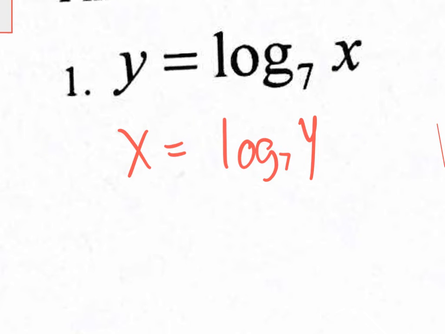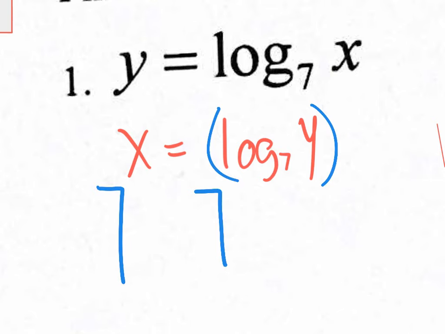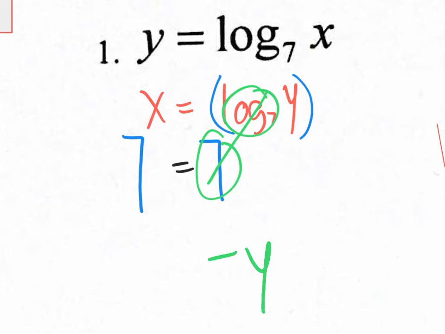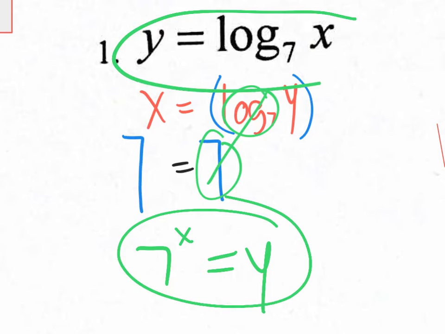So if you take this entire right side and raise it to be the power of base 7, and of course what you do to one side, you do to the other side, raise the x to become the power of base 7, and your new equation is 7 to the x equals 7 to the log base 7 of y. Then we know that the 7 with the log base 7 eliminate, and the y comes down, so you have y equals 7 to the x. There's your inverse of the original log base 7 of x.